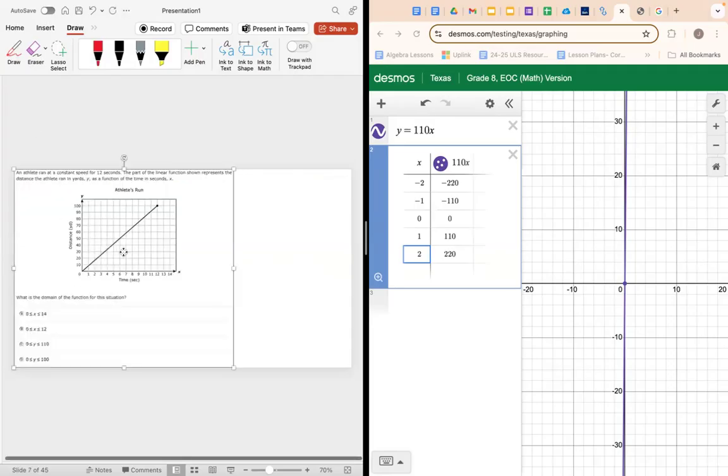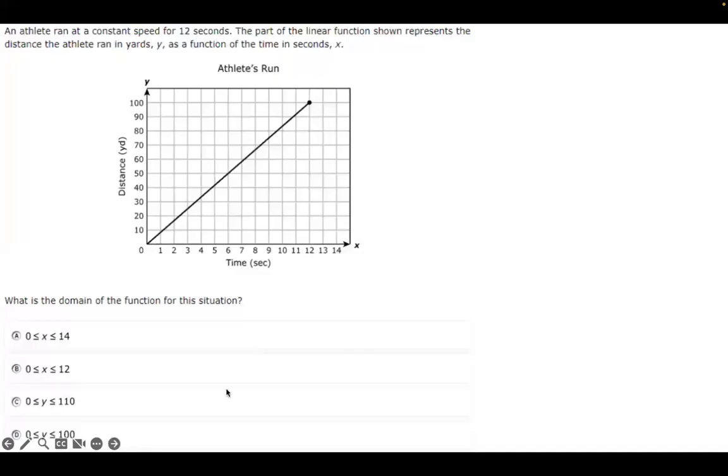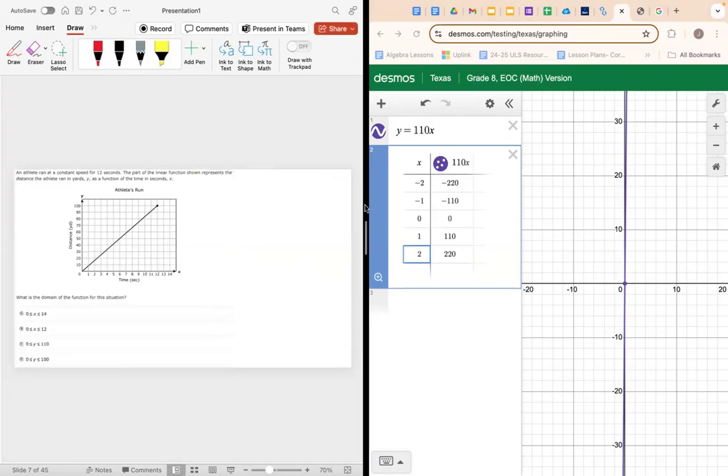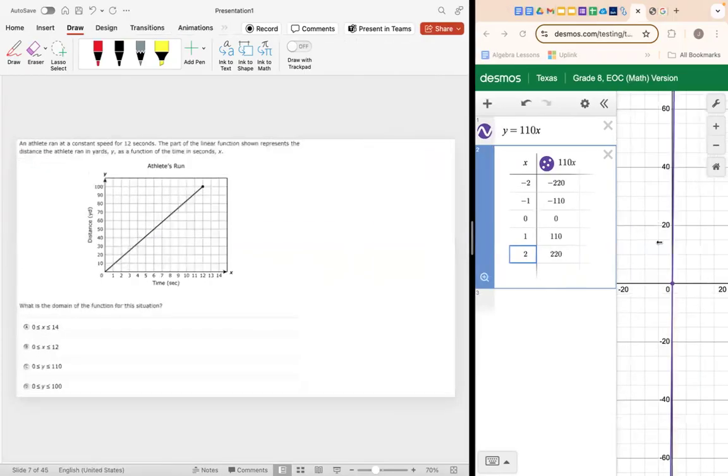We're talking about a domain here. This one gives us a graph. So the graph is kind of simple. I'll make this a little bit bigger so we can see it better. So the question is asking, what is the domain? We know the domain is for our x values. So my x values, I am starting here and I am stopping here at this point. So I'm going to draw it down to my x. I'm going from 0 to 12 on my domain, which is my x.